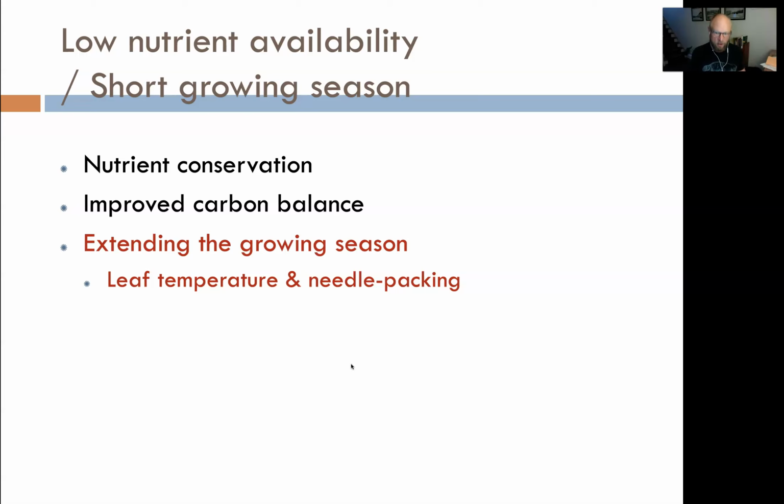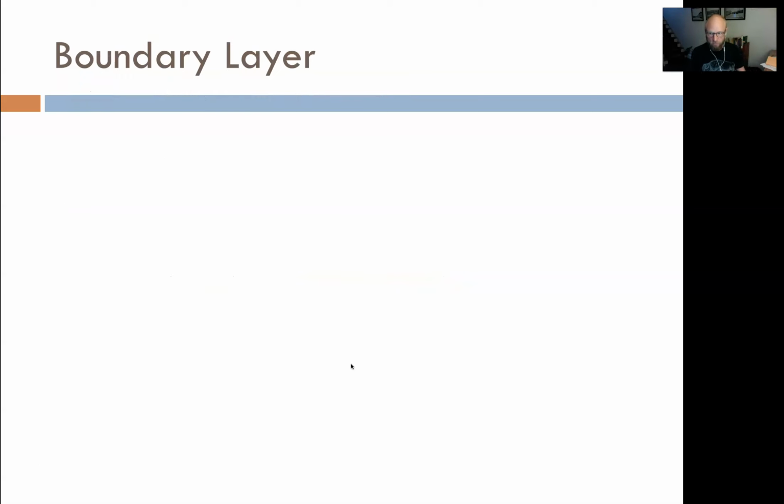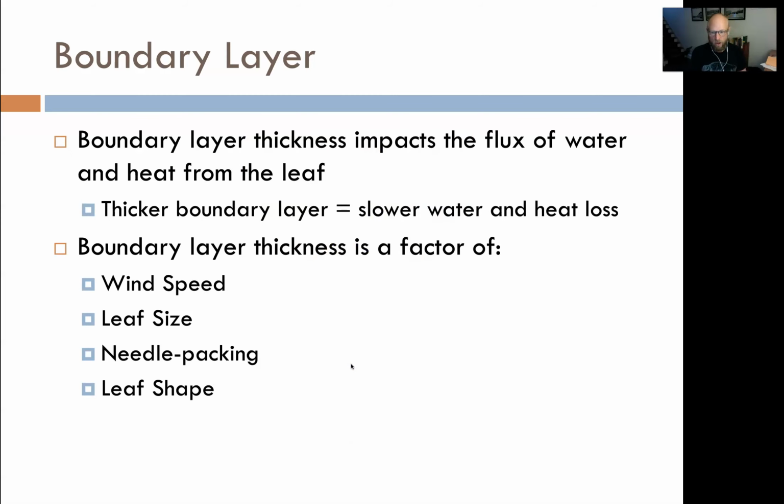And we've talked a little bit about this with boundary layer conductance. Remember, the boundary layer inhibits the movement of heat and water. And so it can act like a blanket and trap heat at the surface of the leaf. In years past, I've talked about boundary layer, but we've already talked about this some, so I'm going to skip over this. This is a summary of boundary layer though, just to refresh your memory.